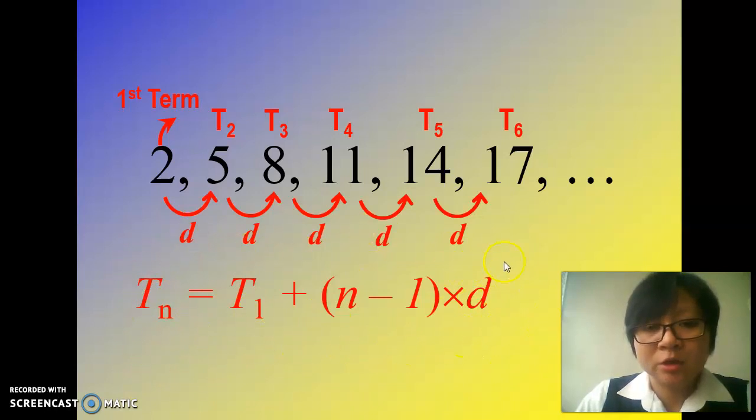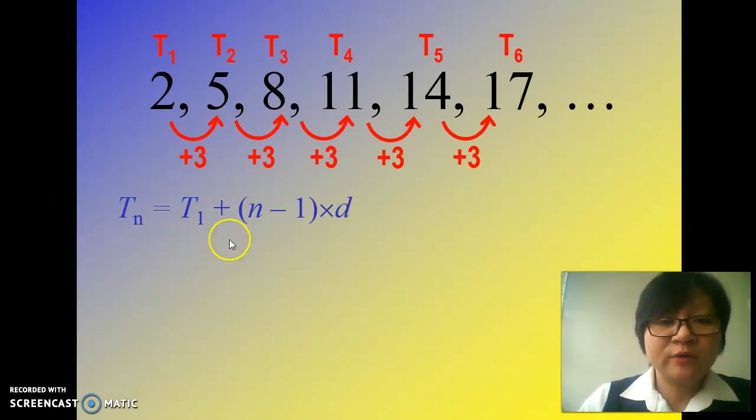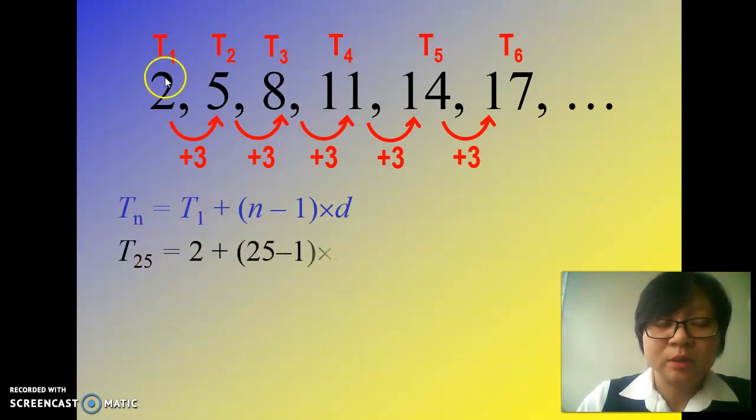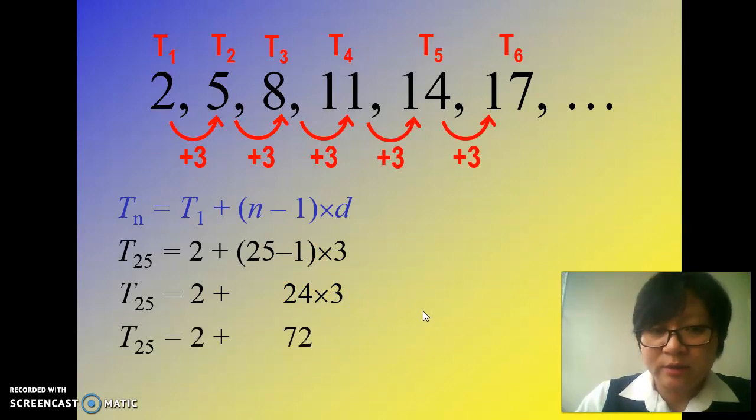Okay? So let's solve the question. The 25th term, using the formula, we're going to replace the n with 25, and then the first term is 2, and then the position number is 25 minus 1 times 3. According to the order of operation, you need to solve the brackets first. It means 25 minus 1, 24, and then multiply by 3.